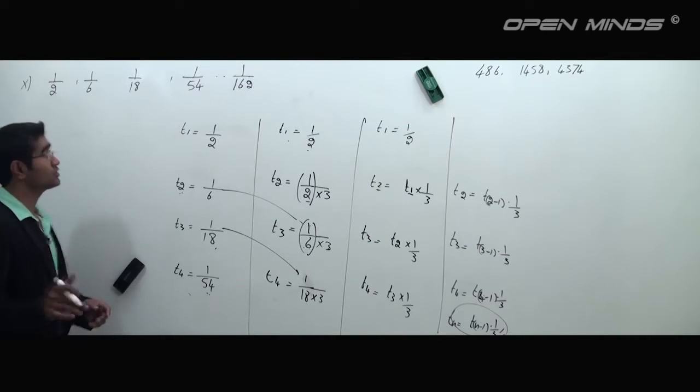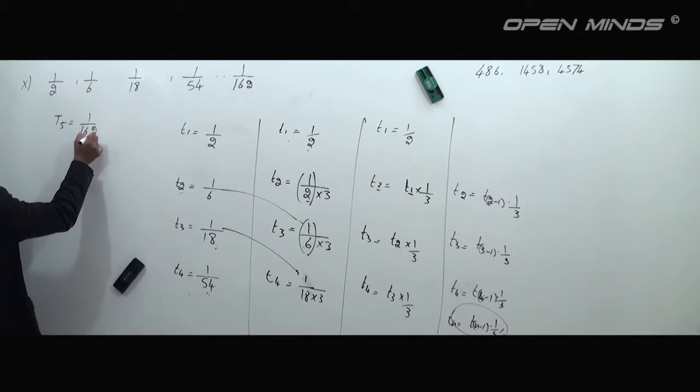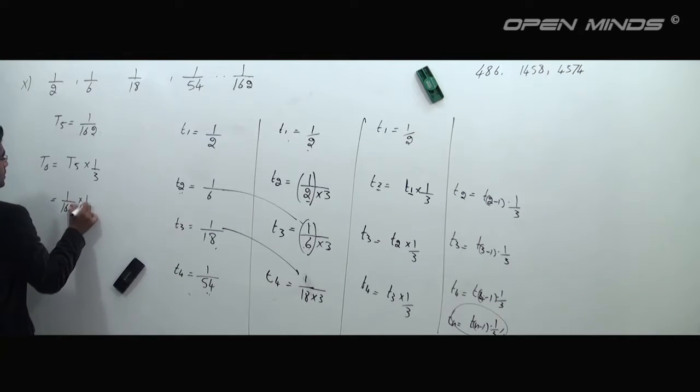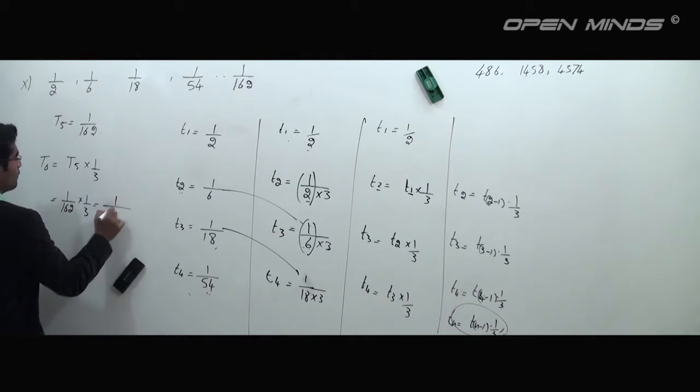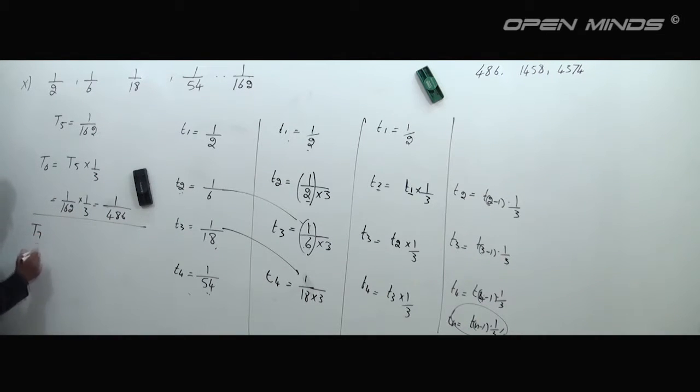So let's find the 6th term here. We already know t5. t5 is given as 1 over 162. t6 is like t5 into 1 over 3. We just found it, right? So I can write this as 162 times 3, or I can write 1 over 486, and that's it, nothing much. So I can find t7 and t8 very easily. t7 is like t6 times 1 over 3, and t8 is like t7 times 1 over 3. You guys can do that.